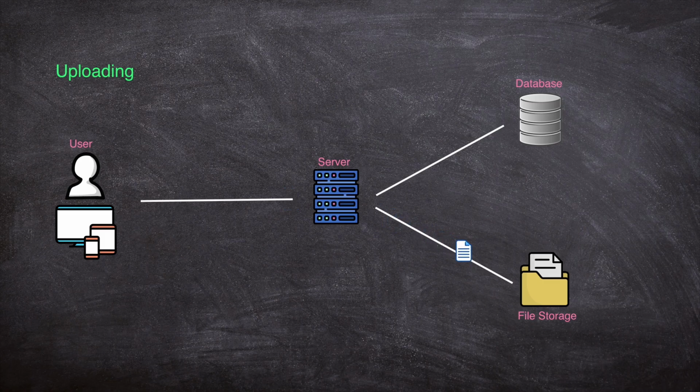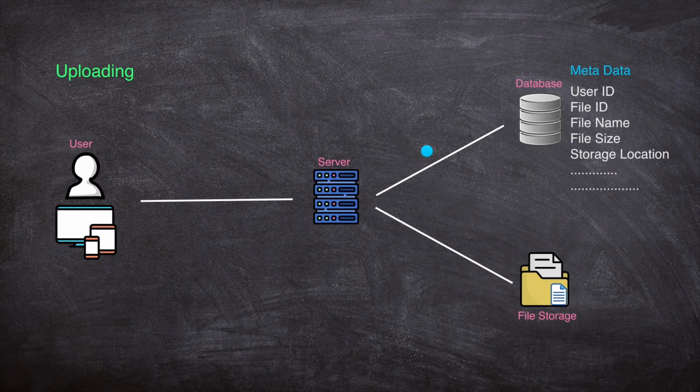Next, the server sends the actual file to the storage system. Once the storage system confirms the upload and responds with the file's storage location, the server takes the location and stores it along with the rest of the metadata in the relational database. Only after the metadata is safely stored in the database, the server sends a final response back to the user: your file has been successfully uploaded. And of course, the user is happy.